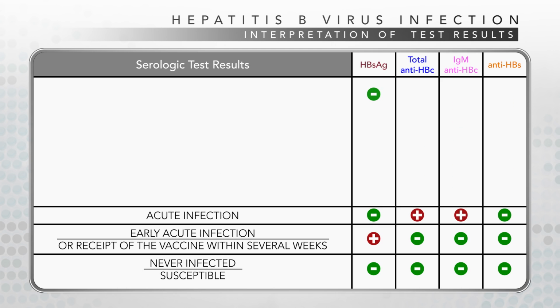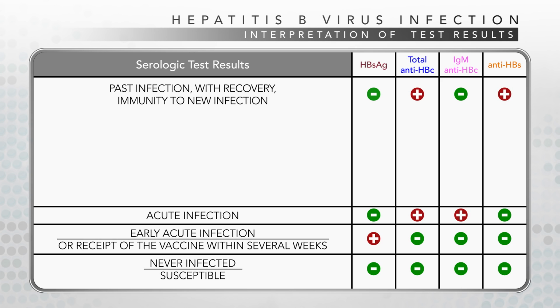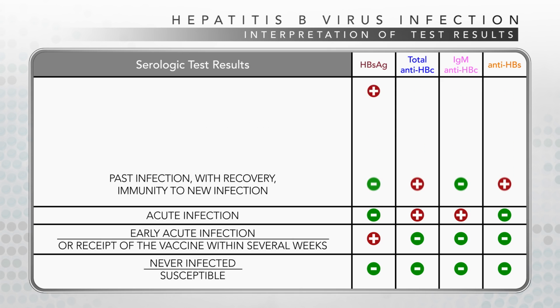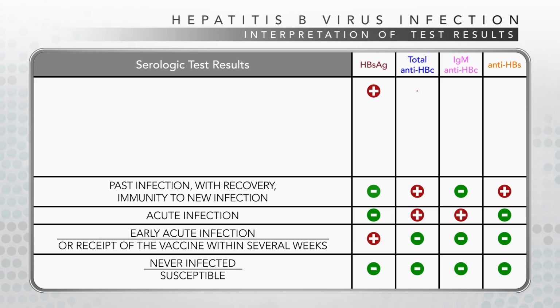Negative HBsAg and IgM anti-HBc with positive total anti-HBc and anti-HBs indicates past infection with recovery and immunity to new infection. Positive HBsAg and total anti-HBc with IgM anti-HBc and anti-HBs negative indicates chronic infection.